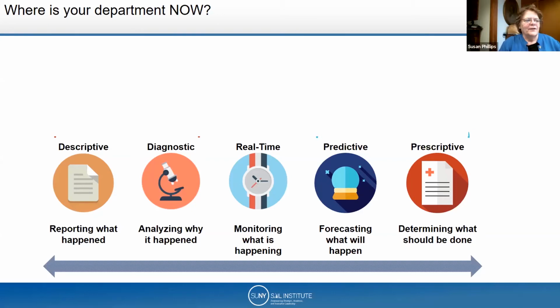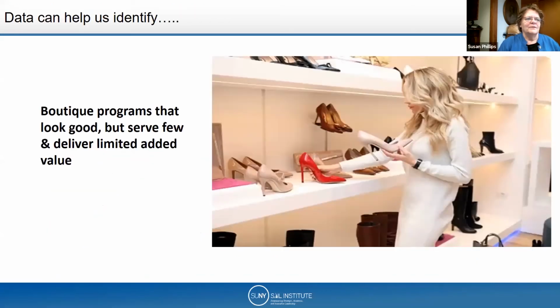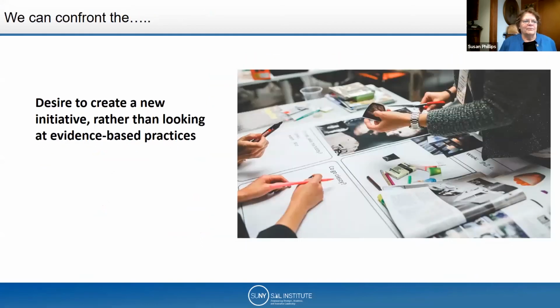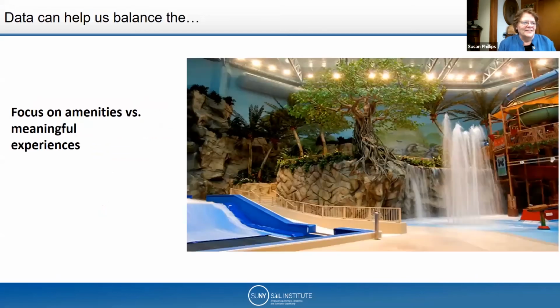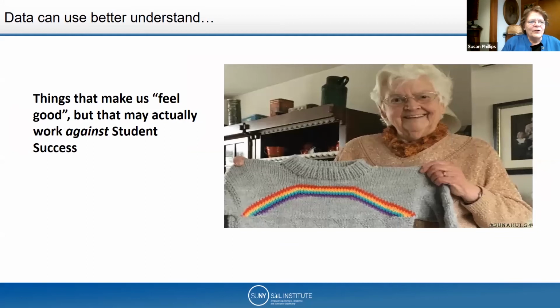So a quick run through the next couple of slides just to see what the possibilities are. Data can help us identify boutique programs that look good, which is the next slide and the next one. We all want to do something cool without necessarily knowing. This is what your predecessor did, Ashley, without necessarily knowing what practice happened. The next one is we tend to focus on amenities versus meaningful experiences. This is actually from a university, by the way. Hard to believe. You never know. Or we do things that make us feel good rather than something that we know for sure helps student success.